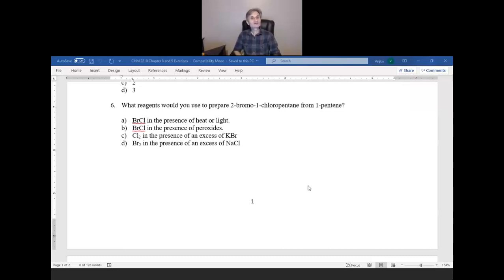Question number 6. What reagents would you use to prepare 2-bromo-1-chloropentane from 1-pentene? So the best way is to write that down. So 2-bromo-1-chloropentane from 1-pentene. So this is a little bit difficult to figure out without drawing things down.